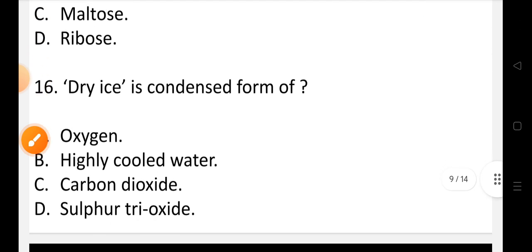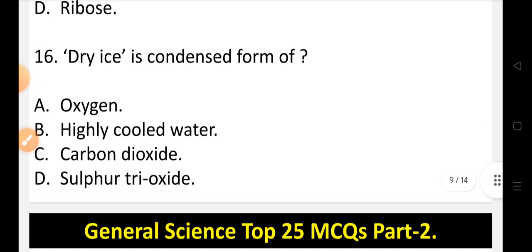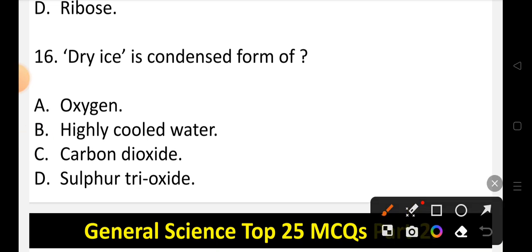Now let's move to question number 16. Dry ice is a condensed form of, options are option A oxygen, option B highly cooled water, option C carbon dioxide, or option D sulfur trioxide. So dry ice is condensed form of, the correct option is option number C, that is carbon dioxide. So when carbon dioxide is condensed, it is known as dry ice. So C is the correct option.